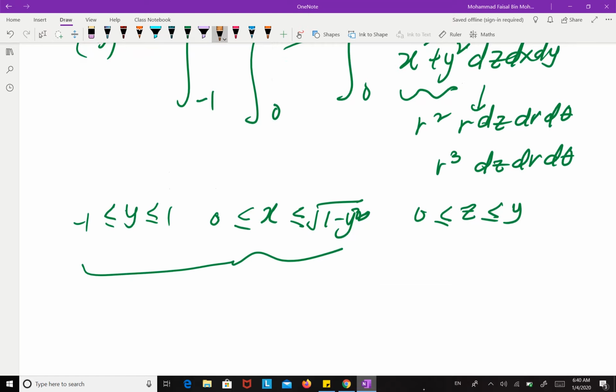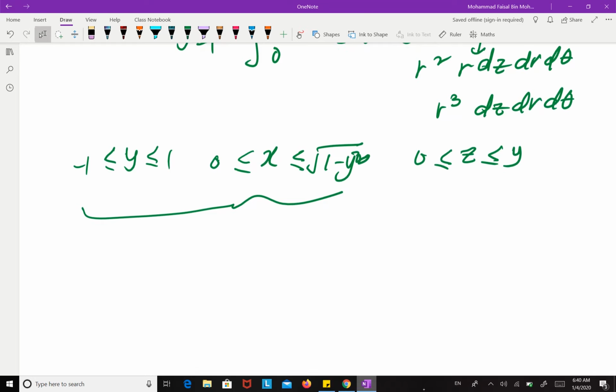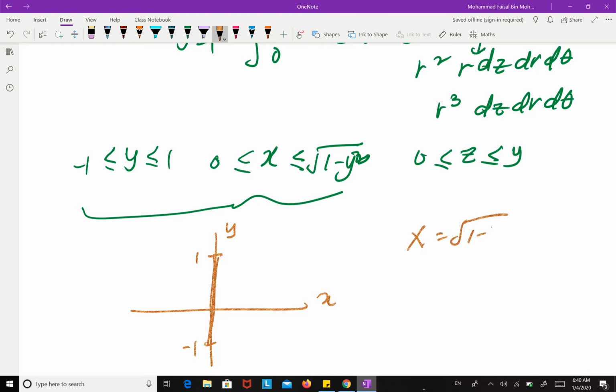This is one of the ways to find the limits of r, theta and z. So for y, minus 1 to 1. And then we have x from 0, which means you have to start only here, and always positive, so it should be around here and here. Then you have x equals the square root of 1 minus y squared. It is positive, so it's just the positive part. If you square both sides, you get x squared plus y squared equals 1. So it's a circle, but we want x more than 0, so we just consider here.